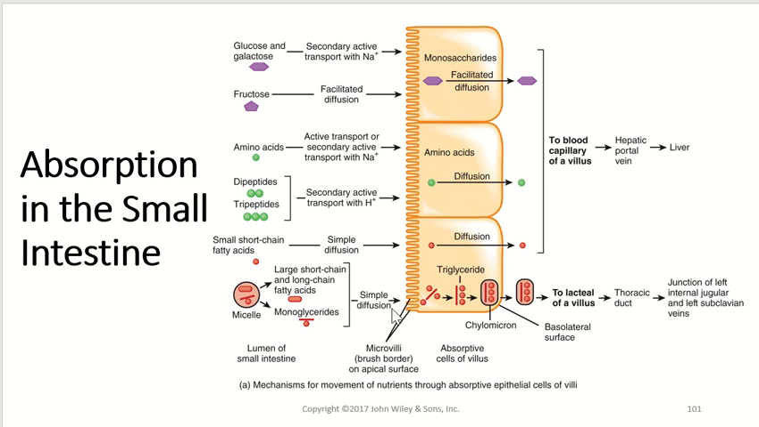They're going to have a simple diffusion across into that cell, where it's going to lead to the disruption of that micelle, and then this is going to lead to the formation of a chylomicron. We'll talk about this a little bit more in a second. This is going to leave the basolateral surface, and this is going to be transported to the lacteal of the villus, and this is then going to move to the thoracic duct, which then is going to lead to the junction of the left and internal jugular and left subclavian veins. All right? And we'll talk about this whole process in a little bit.